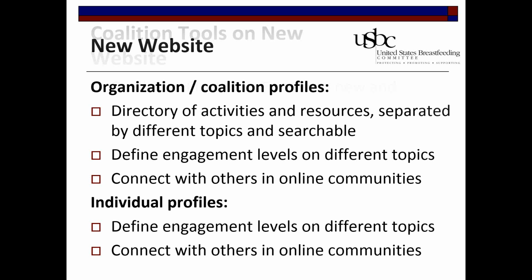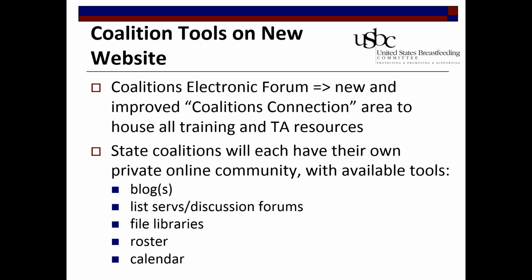And this is just a sampling of the tools that will be provided as a default: blogs, listservs, file libraries, a roster, so that you could have a way for anybody that's affiliated with your coalition to see each other, as well as a calendar if you wanted to have your own state coalition calendar and use that as part of your community to show the folks on your roster what's going on. So it'll be really, really a valuable space and very exciting, we think, and we're very much looking forward to providing trainings on that this fall and winter.